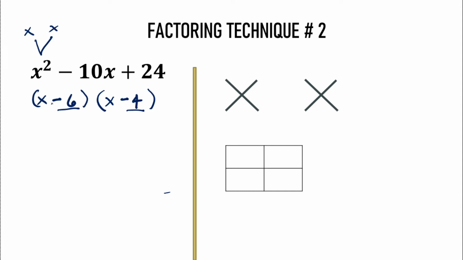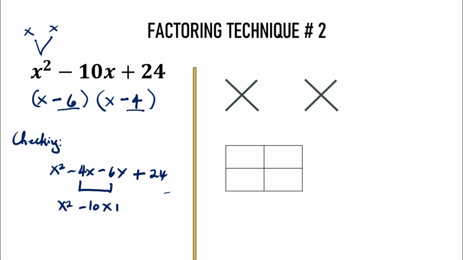Okay, i-check natin kung tama yung factors natin. Pero if you are confident enough sa answer nyo, pwede na wala ng checking. Pero isi-show natin kung tama talaga yung factors natin. So, gagamit lang tayo ng full method. X times x, x squared, x times negative 4, negative 4x, negative 6 times x, negative 6x, negative 6 times negative 4 is positive. Okay, positive kasi same sign sila. So, i-add natin yung dalawa, magiging x squared minus 10x plus 24. Ibig sabihin, tama yung dalawang factors natin.